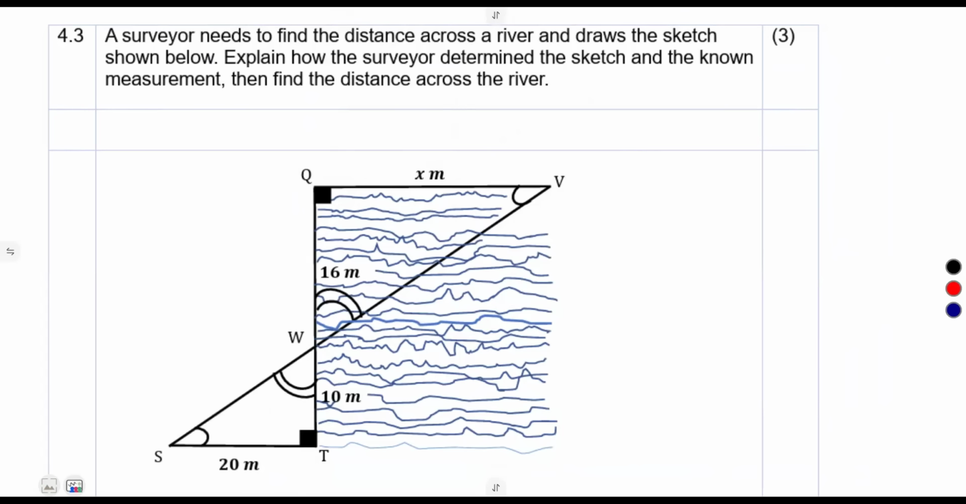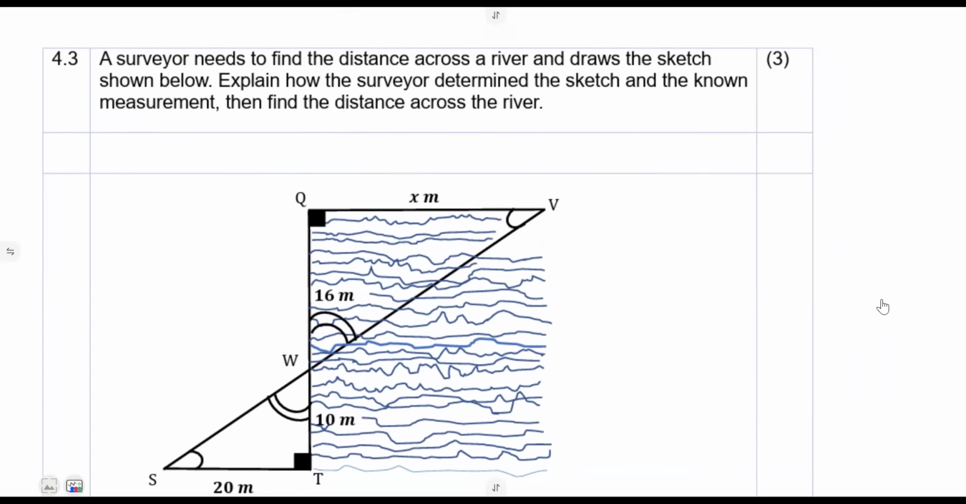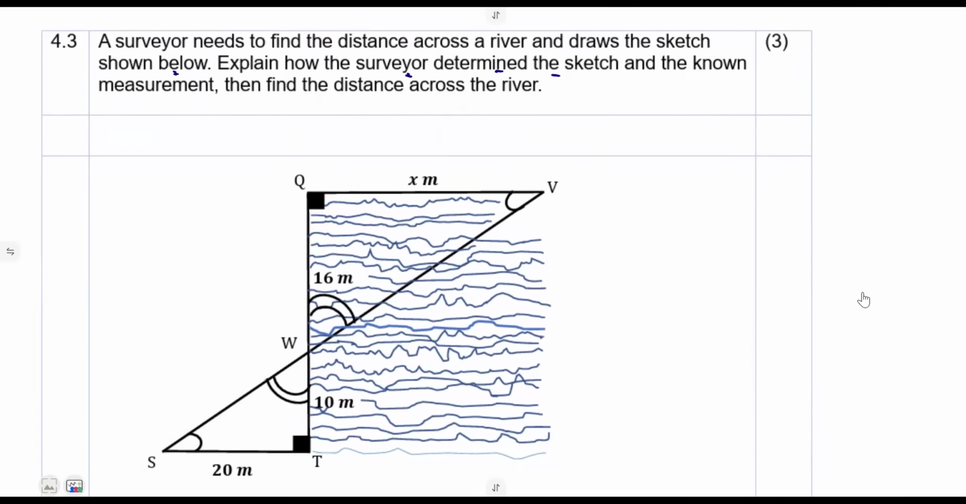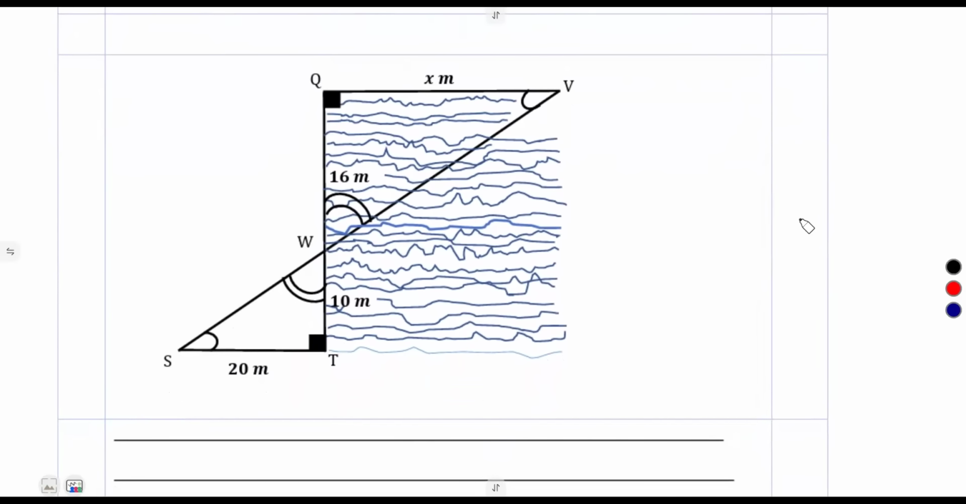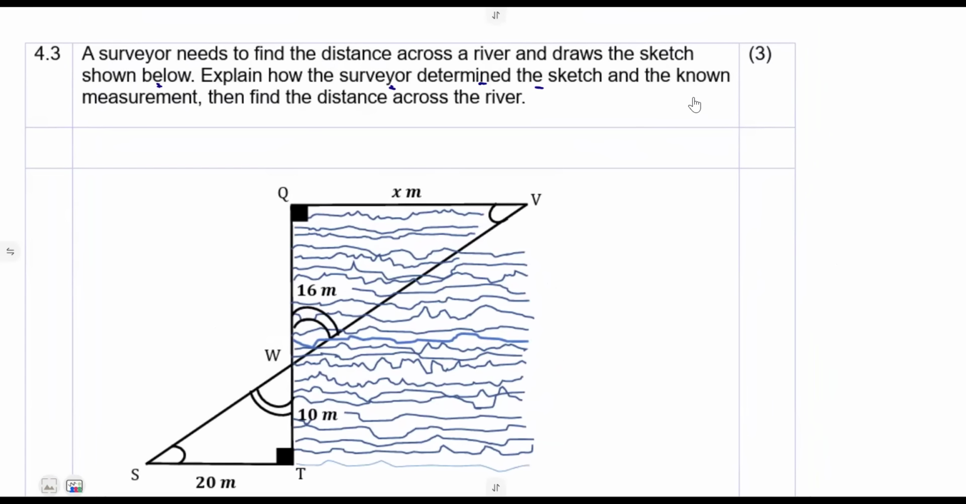A surveyor needs to find the distance across a river and draws a sketch shown below. Explain how the surveyor determined the sketch and the known measurement, then find the distance across the river. These are just from our properties of triangles, guys. Do not worry about that. So what are they saying actually here? The unknown and the known measurement, then find the distance across the river.